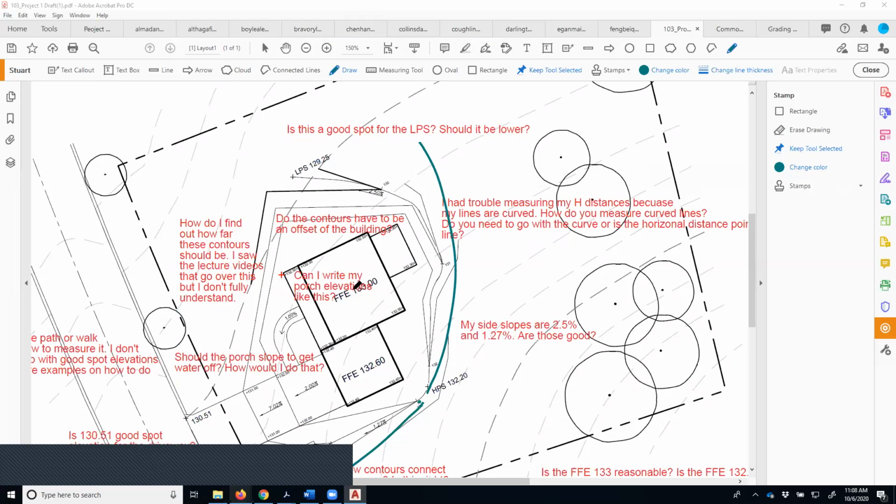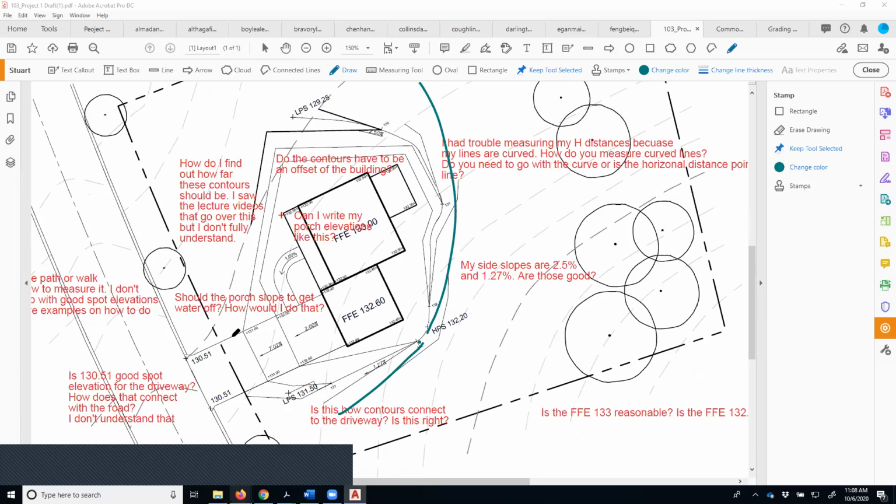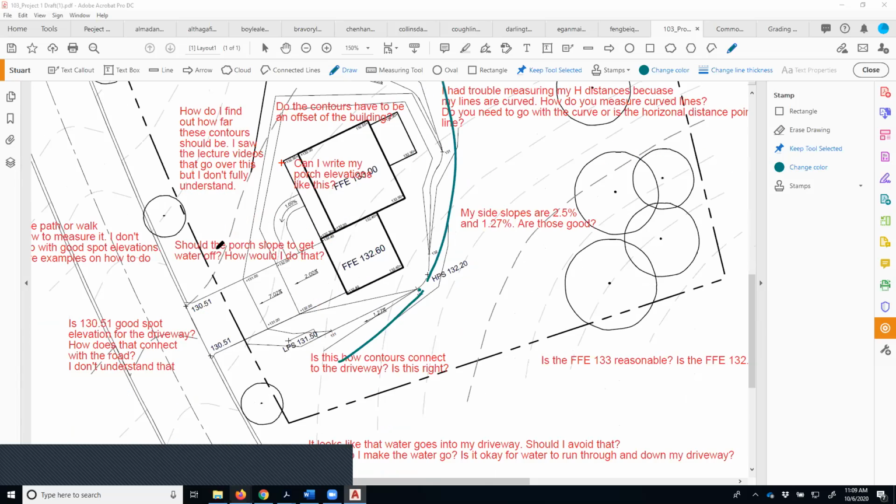Can I write my porch elevations like this? Yeah, you can. I think there are simpler ways to do it, and I think we went over that earlier, correct? Yes, that's good. Should the porch slope to get the water off? How would I do that?